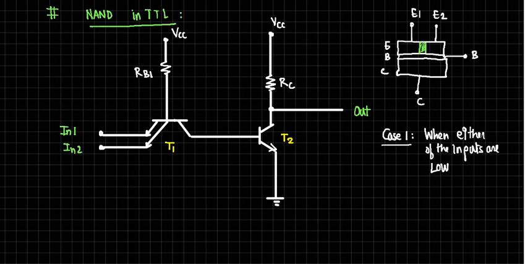This is how it works. See here, we have considered case 1, in which either of these inputs is low. When we say the input is low, what does it mean? How low should it be? We have seen the concept of noise margin, isn't it? So how low should it be?